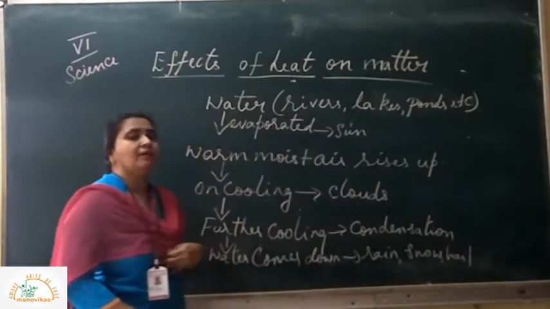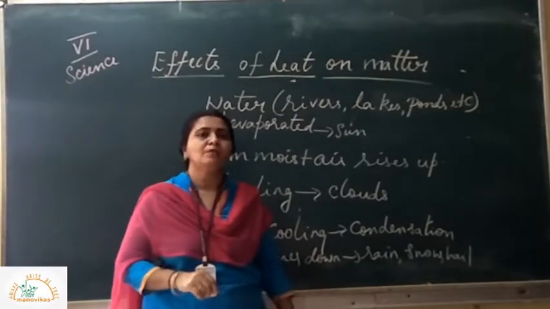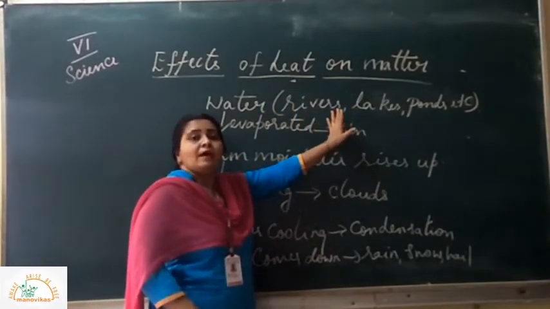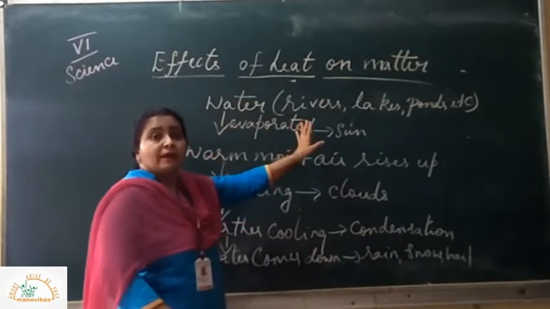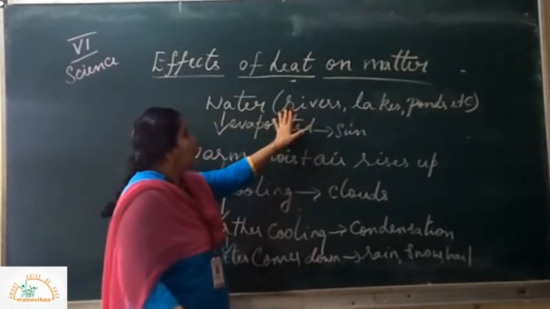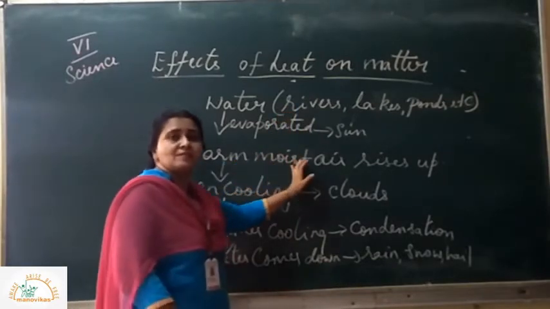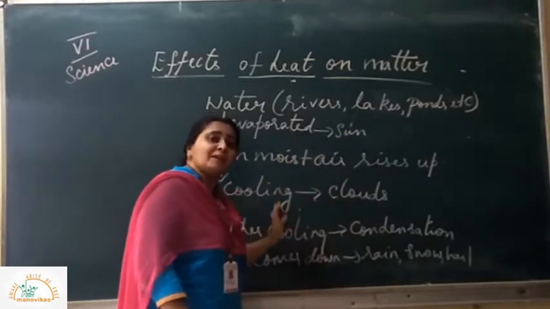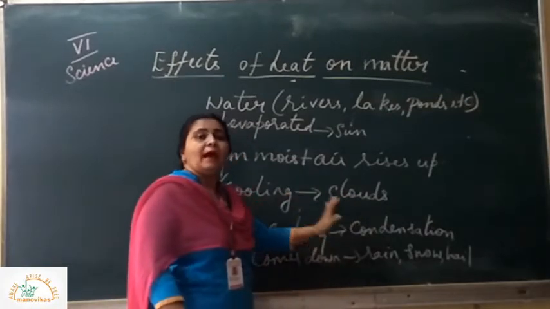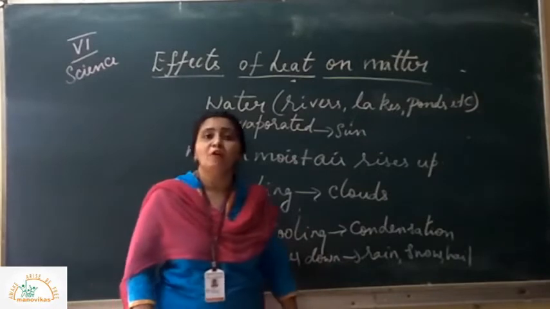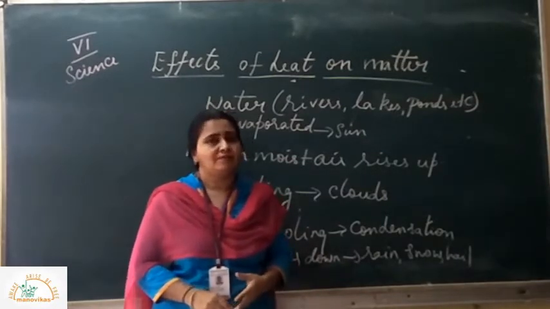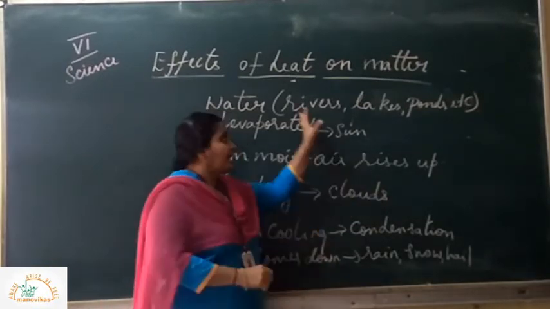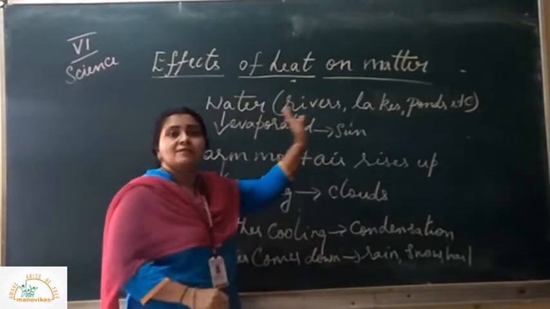This is how the cycle goes on. First, water from different sources, that is rivers, lakes, ponds, etc., gets evaporated due to the heat from the sun. And then the warm, moist air rises up in the sky. On cooling, it forms clouds. On further cooling, condensation takes place, and then the water comes down in the form of rain, snow, hail, etc. So this is how the changes of state of water are demonstrated in the form of the water cycle.